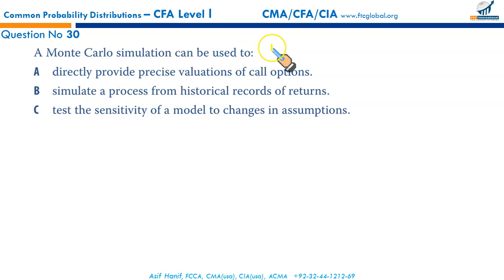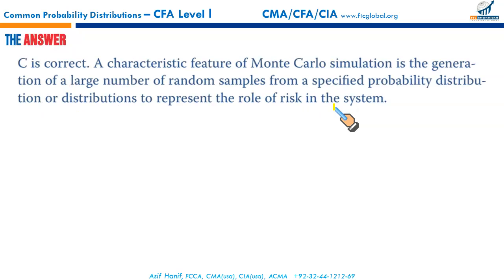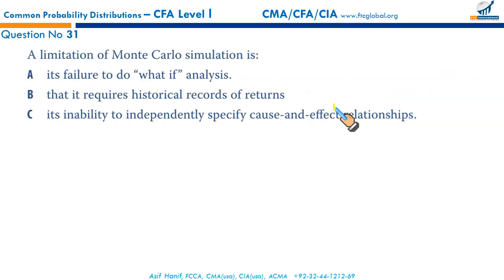A Monte Carlo simulation can be used to do what? Directly provide precise valuation of a call option? Estimate, statistical estimate. Simulate process from historical records. Wrong. This is historical simulation, not Monte Carlo simulation. Then what? It tests the sensitivity of the model to changes in assumptions. Correct. It assesses the sensitivity: assumptions could be changed, and then it will change the overall outcome of the trial. C.